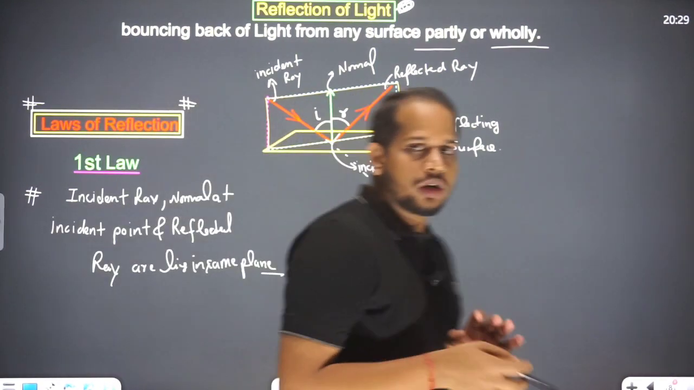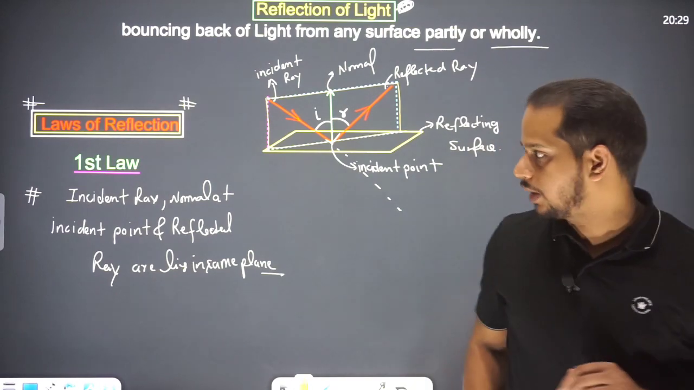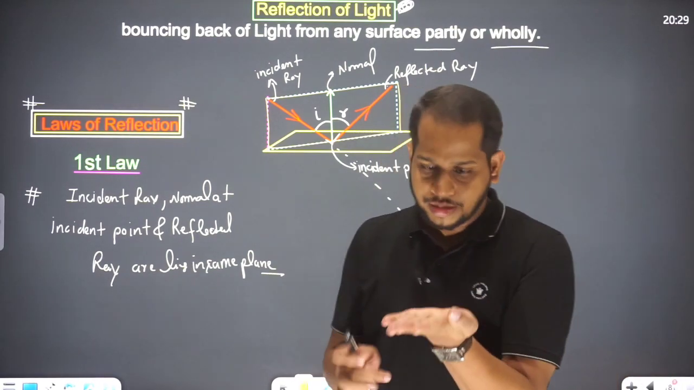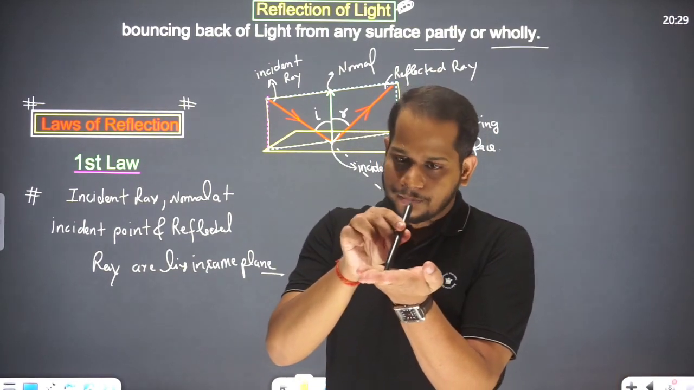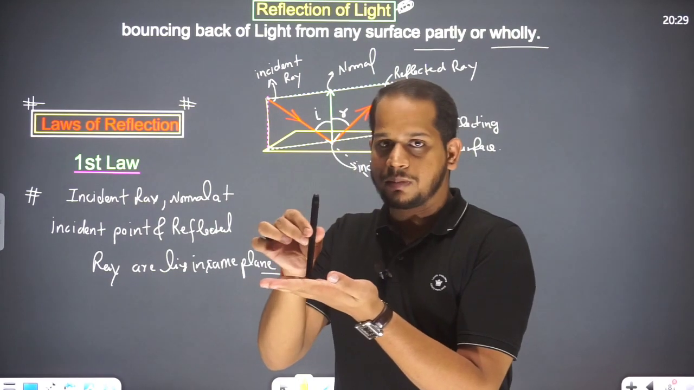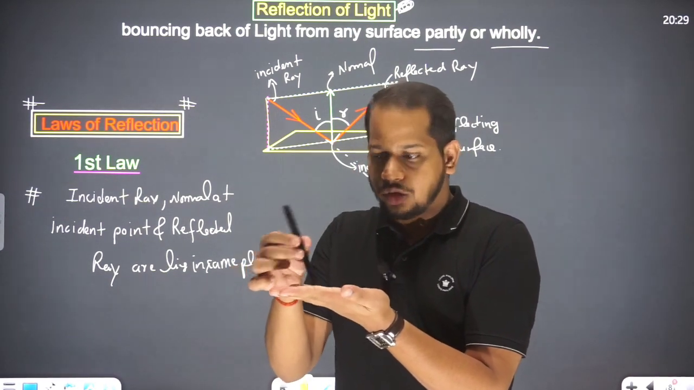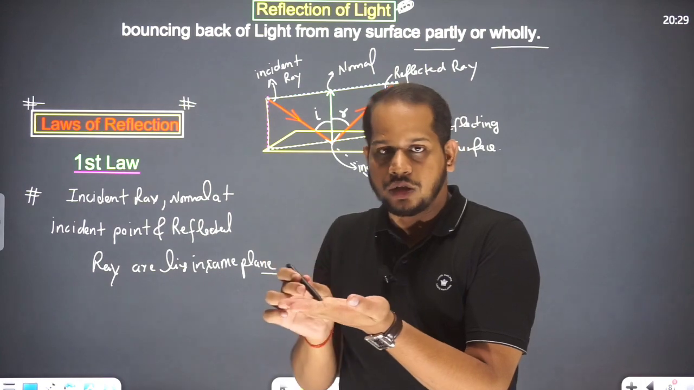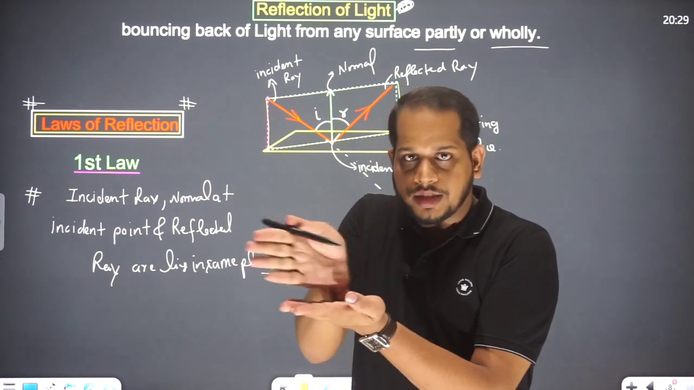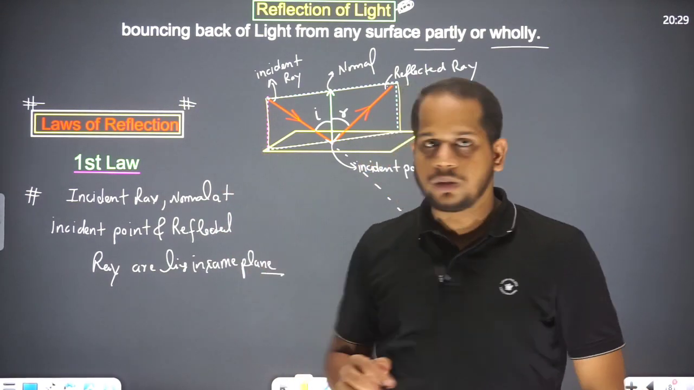So in this plane all the three lie. It doesn't look like that. If I am saying this is the plane we have, a light is incident over here. So this is the incident ray, this is the normal, and it will be reflected. It's not like it is reflecting over here, or over here. All the three should be in the same plane. That is the first law of reflection, right?